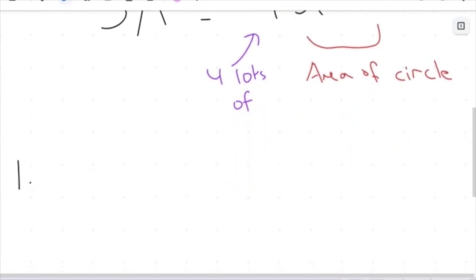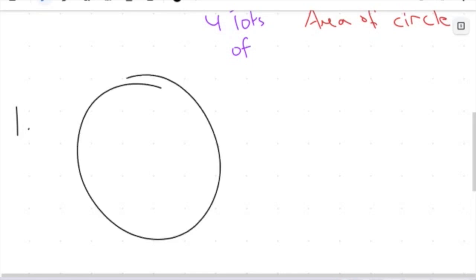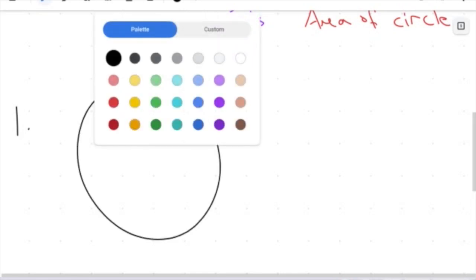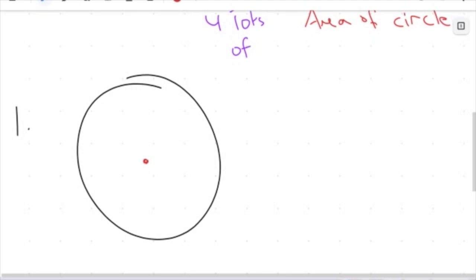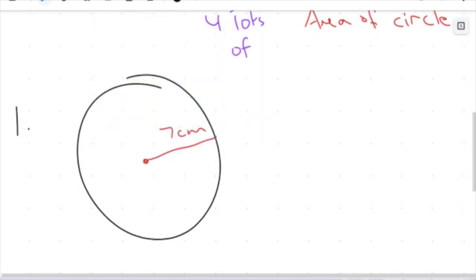Okay, so we want to find the surface area of a sphere with a radius of 7 centimeters. To approach this, we're just going to write up our surface area formula. So the surface area of my sphere, and I'll add these little lines to try to make it look a bit more 3D, is going to be 4 times the area of this circle, pi r squared.